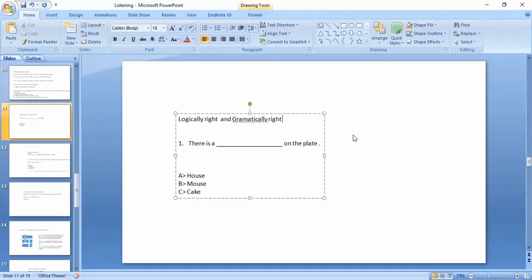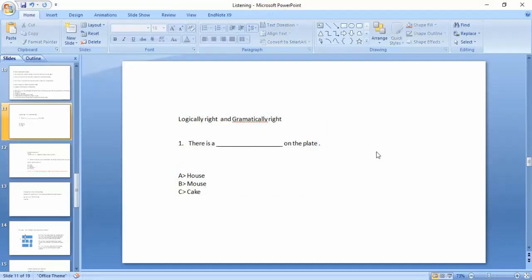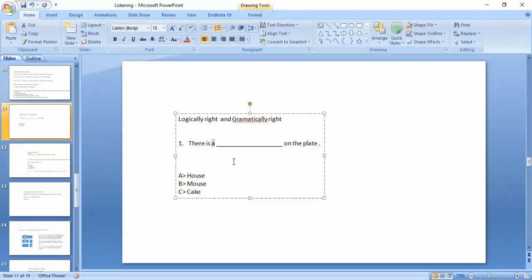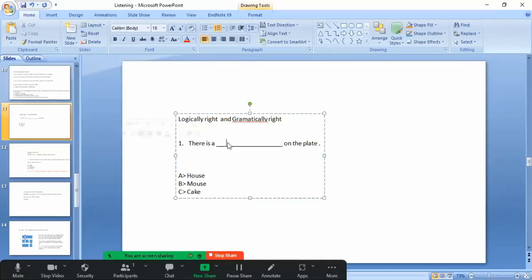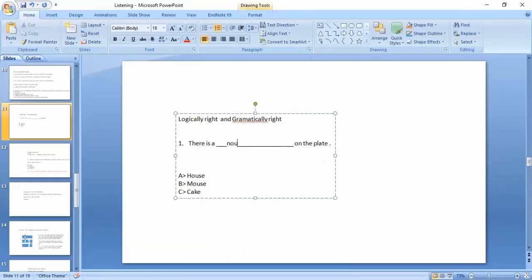Logically right and grammatically right. So you might have this question. Now you need to fill in this blank and what it should be. If you take a look at this question, we can already see what all are equal. That means you can already predict there should be some noun, okay?